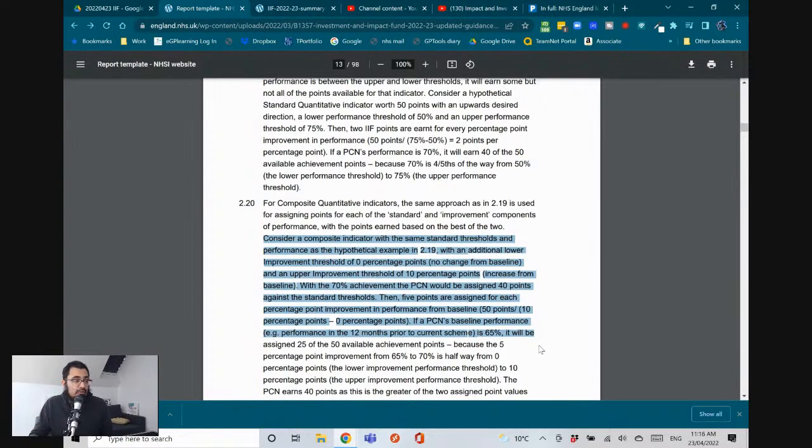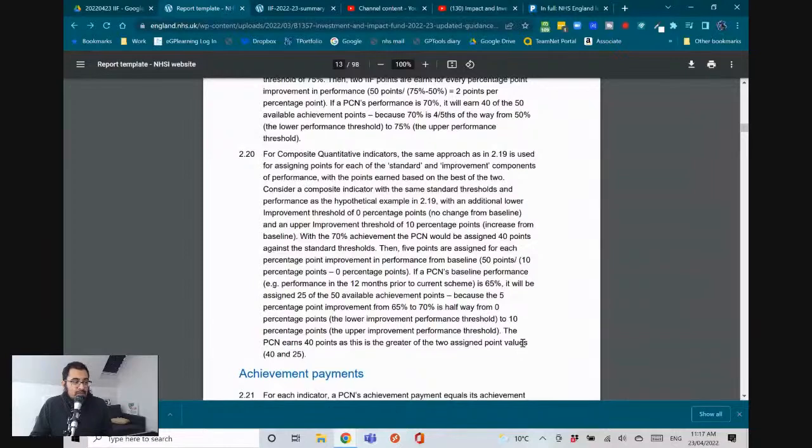So if you just did the normal route, then 5 points are assigned for each percentage point improvement in the performance from baseline. So 50 points out of 10 percentage points, 0 points if not. If a PCN's baseline performance is 65%, it will have assigned 25 of the 50 available achievement points, because 5 of the percentage improvement points from 65 to 70% is halfway, and 0 means nothing done, and 10 means you've got all of them. So therefore, the PCN will actually end up earning 40 points, because that's the greatest out of the two criteria.